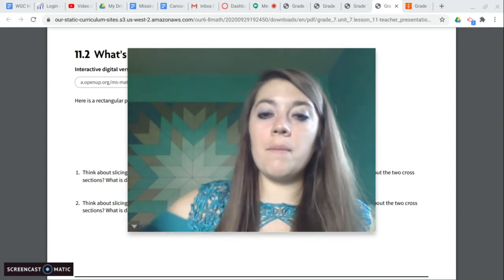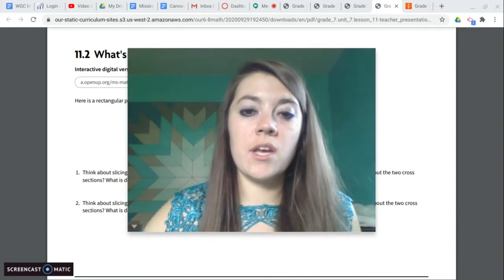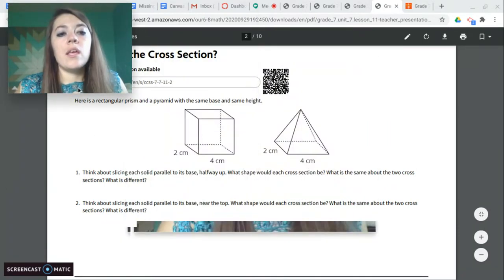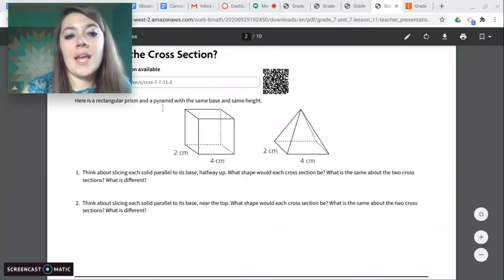So we're going to be looking at three-dimensional figures, specifically solids in this case. So here is a rectangular prism and a pyramid with the same base and same height. So 4 by 2, 4 by 2, and they're both the same vertical height.